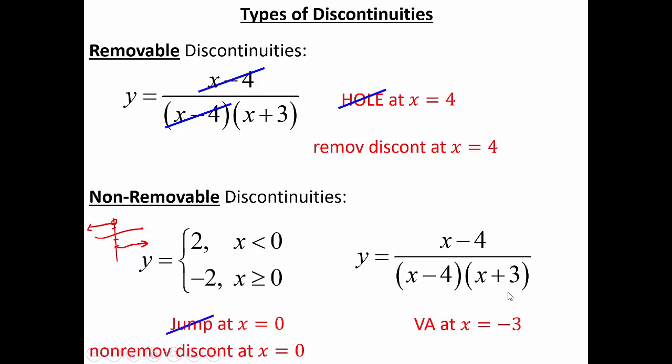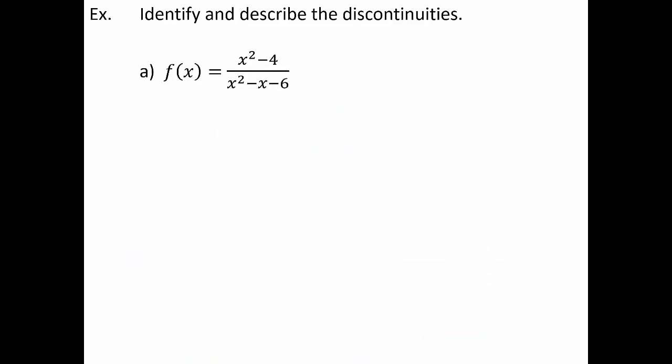This one has a vertical asymptote at x equals negative 3. Either one, though, can be rephrased as a non-removable discontinuity. You're still welcome to use the old vocabulary of hole, vertical asymptote, and jump, but you also want to be familiar with removable versus non-removable in case you're asked to describe it as such. Speaking of which, take a moment right now, pause the video, hit play when you're ready. I want you to identify and describe the discontinuities. And when I say describe, I want removable and non-removable. Pause here, play when you're ready.